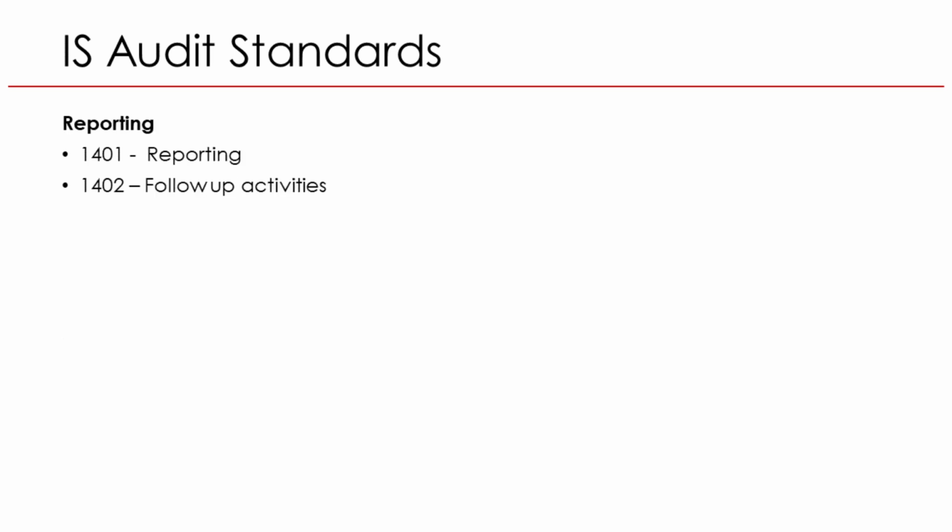The last group of ISACA standards are the reporting standards, which explain how audit results should be communicated and followed up. 1401. Reporting requires auditors to prepare clear, accurate, and complete reports that reflect the scope, objectives, findings, and recommendations of the audit. The goal is to communicate results in a way that management can act on.